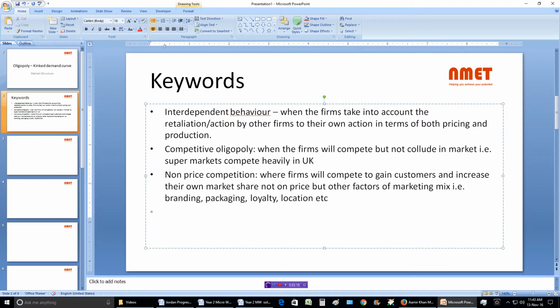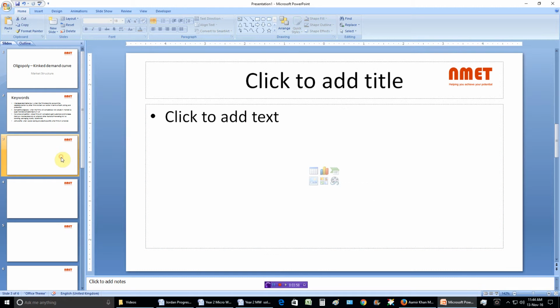Another thing we need to take into account is, so we've got interdependent behavior, we've got a competitive oligopoly, non-price competition. So the other factor I was talking about is joint profits. When we are looking at collective profits of all firms in a market or industry. Right, these are some of the keywords that come to my mind, trying to understand the kinked demand curve. So let's try and understand what the kinked demand curve is.